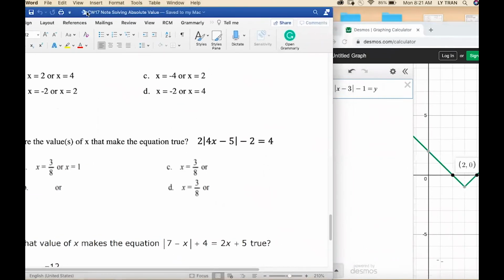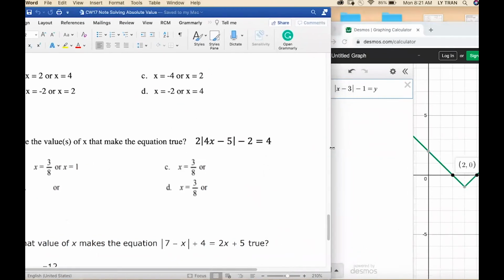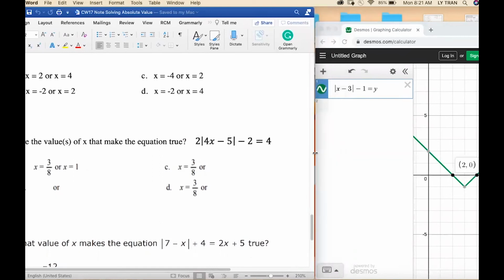Okay, so this looks better. So what are the values that make the equation true? Okay.